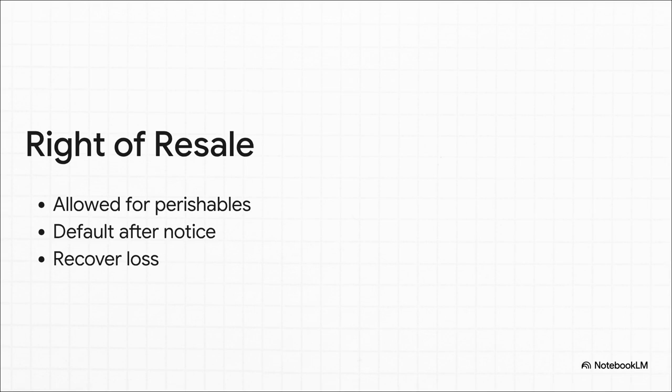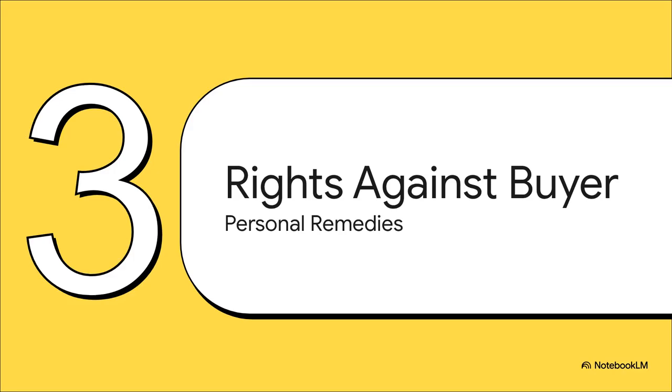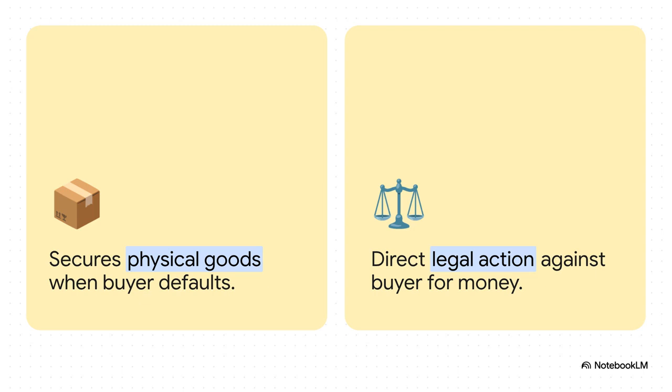Highlight the word notice in your study materials right now. Let's move on. Section 3, Part 2, Rights against the buyer. Personal remedies under sections 55, 56, and 61. Start a fresh paragraph for this one, class. We have now fully left the realm of physical goods.